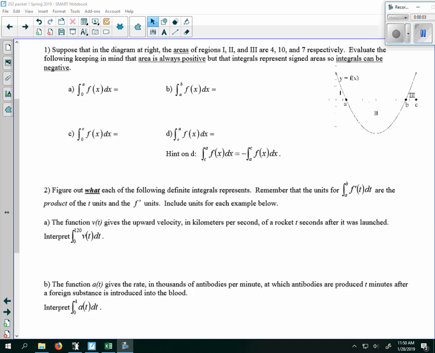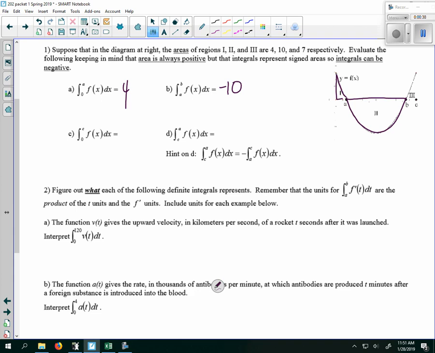Suppose that in the diagram at right, the areas of regions 1, 2, and 3 are 4, 10, and 7 respectively. Evaluate each of these integrals. The integral from 0 to a of f of x dx, that is area 1, which they told us is 4. Okay. The integral from a to b of f of x dx, that's area 2. So what happens at area 2 is all below the x-axis, so that should be negative 10.